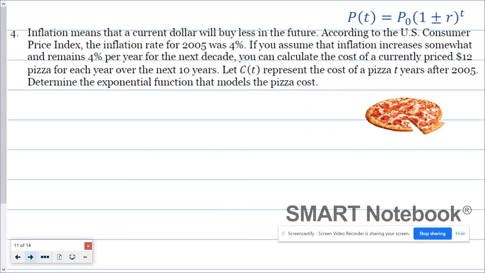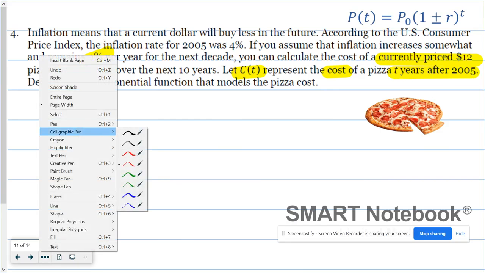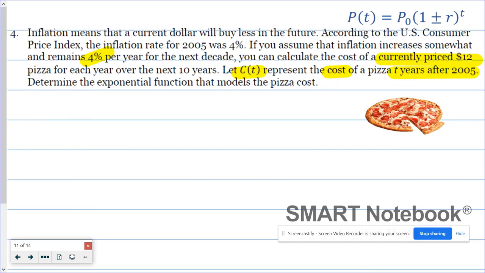Inflation means that a current dollar will buy less in the future. According to the U.S. Consumer Price Index, the inflation rate for 2005 was 4%. If you assume that the inflation increases somewhat and remains 4% per year for the next decade, you can calculate the cost of a currently priced $12 pizza for each year over the next 10 years. Let t represent the cost of the pizza t years after 2005. Write an exponential function that models the pizza cost. So C of t equals, right?